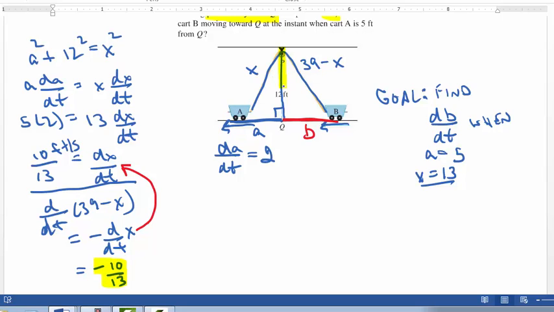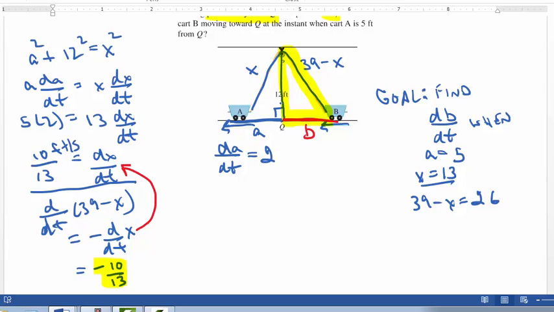Because now I'm going to use this in my right-hand triangle. So now I'm going to look at my right-hand triangle and say, all right, I know that when x equals 13, that means that 39 minus x is going to be 39 minus 13, which is going to be 26. And I know that this other leg is always 12, so I can find b, right? So I have the hypotenuse is 26. I have one leg here, which is 12, and I can find the other leg b by using the Pythagorean theorem.